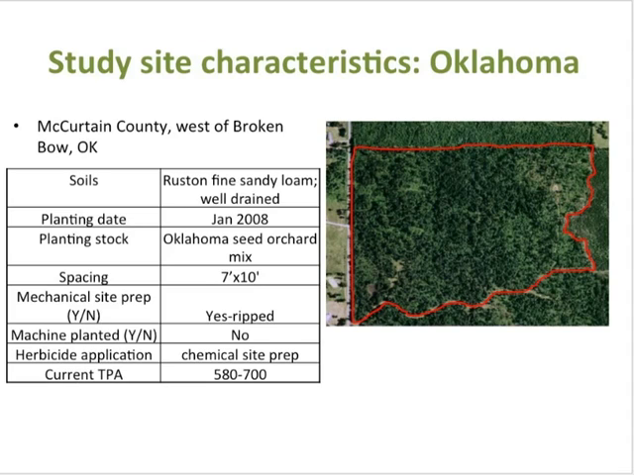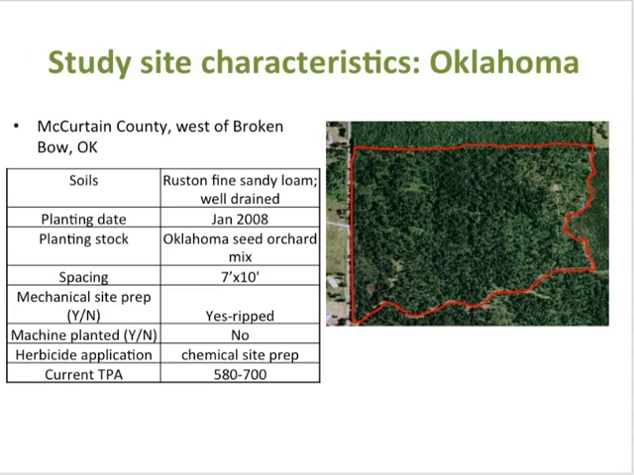The seed planting stock is representative of the region. It's planted with Oklahoma seed orchard mix on a 7-foot by 10-foot spacing. The site was not bedded, however, it was ripped. If you're unfamiliar with this mechanical site prep treatment, they essentially put a shank into the ground and fracture the upper 40 to 60 centimeters of the soil. This is often done when there's a confining layer or a rocky soil, and this will facilitate root penetration and allow it to get to deeper water depths.